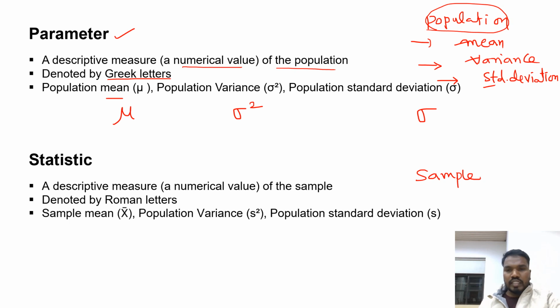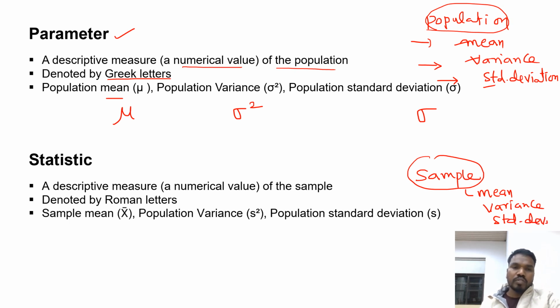Similarly, for a sample we find the same measures, that is mean, variance, and standard deviation, right? These three measures belong to the sample, so they are said to be statistics. As simple as that. If you find these statistical measures for the population, those measures are said to be parameters. If you find the same measures for the sample, then they are said to be statistics.